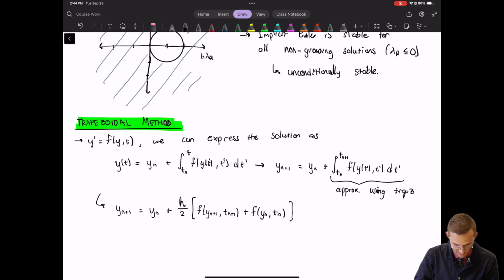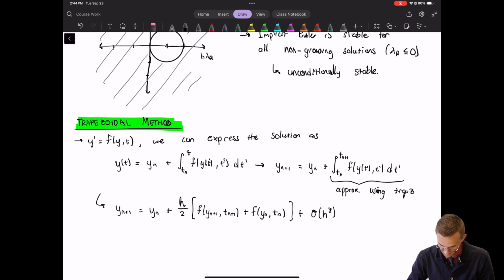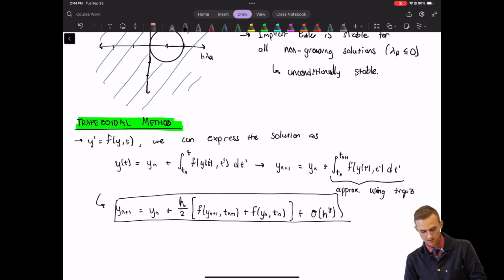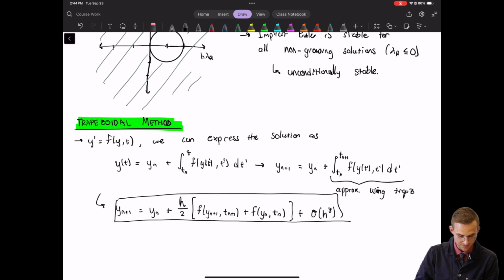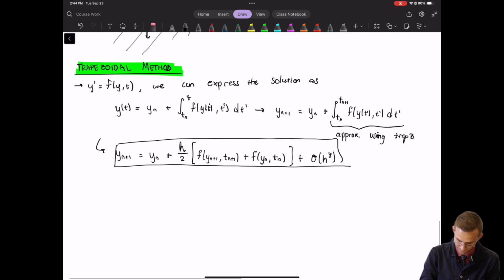All right, and then we know that the local error for this is third order because we covered that in our integration lecture. Okay, so this is the trapezoidal rule for solving an ODE. You're just using the trapezoidal integration method. So let's go ahead and apply this method to the model problem to look at what the stability of this method would be.